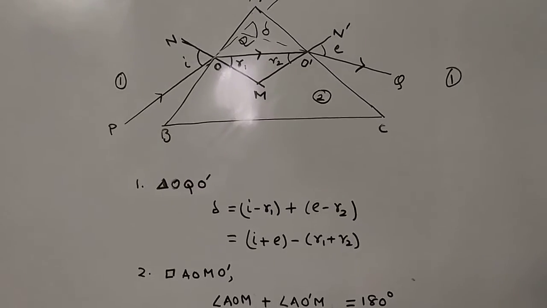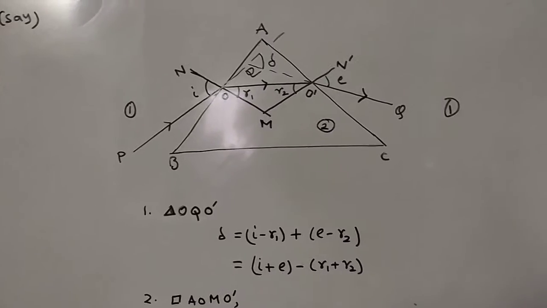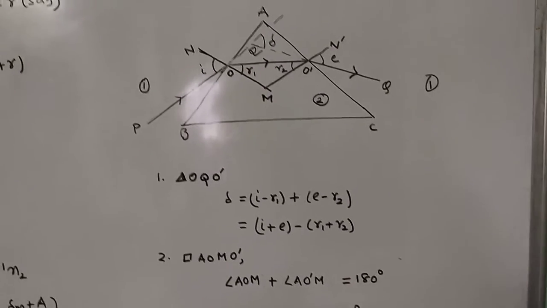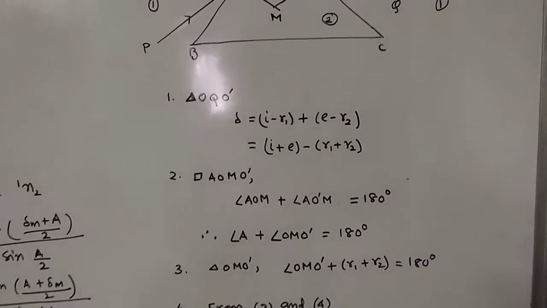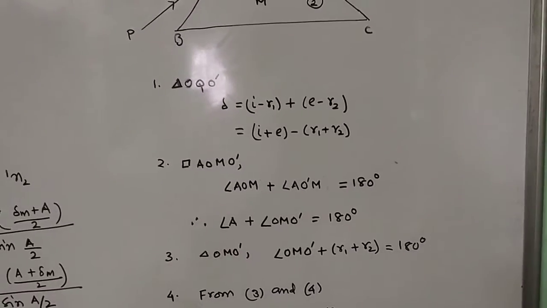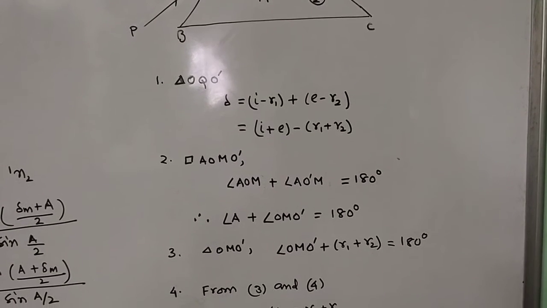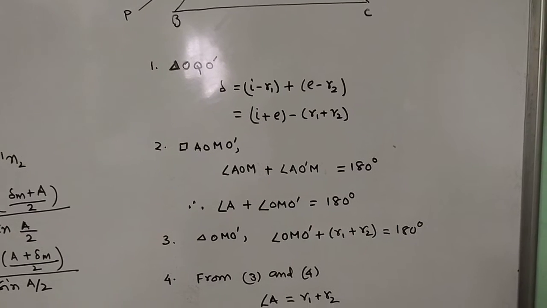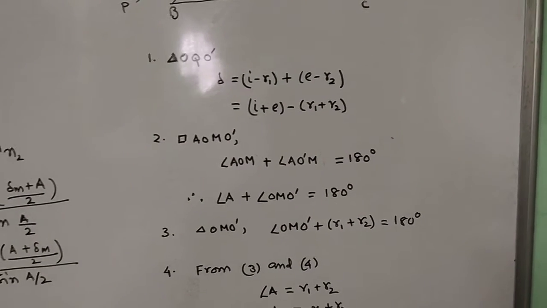Now if you consider the triangle with O dash, the sum of the three angles is again 180 degrees. So R1 plus R2 plus O dash is 180 degrees. So if you compare equations 2 and 3, you will see that angle A is nothing but R1 plus R2, because the rest of the terms are identical.